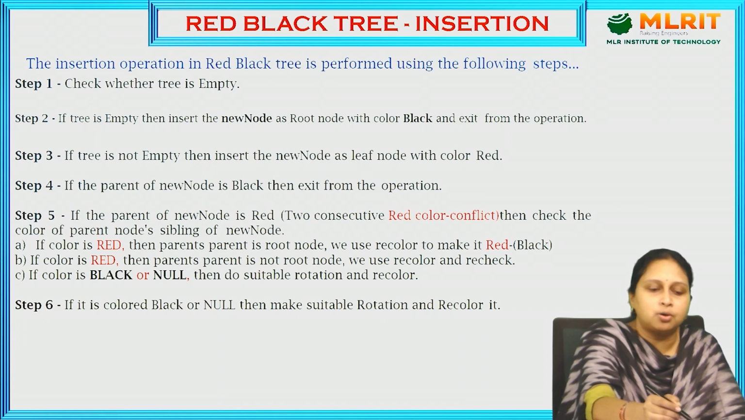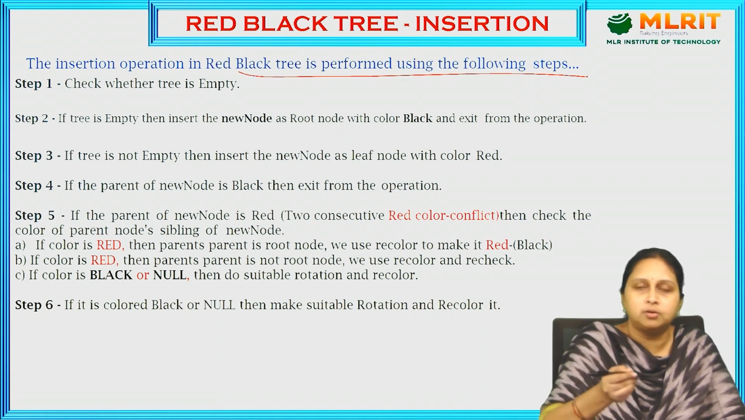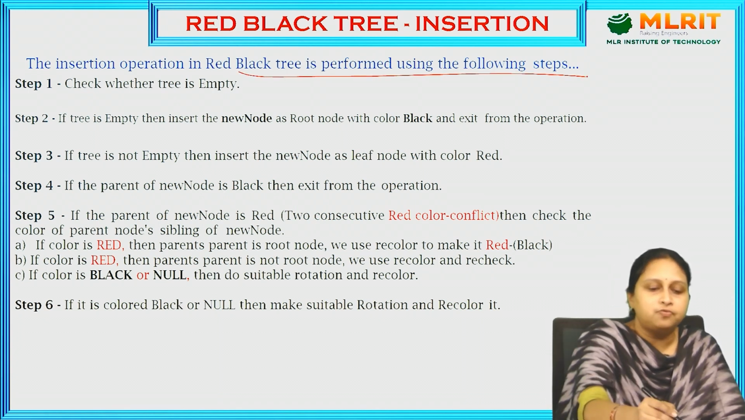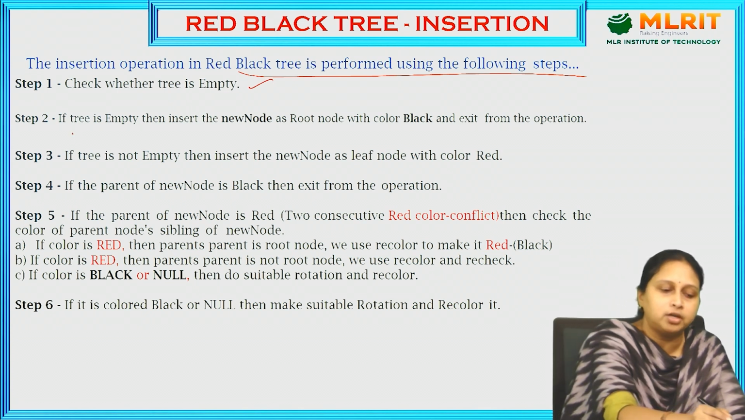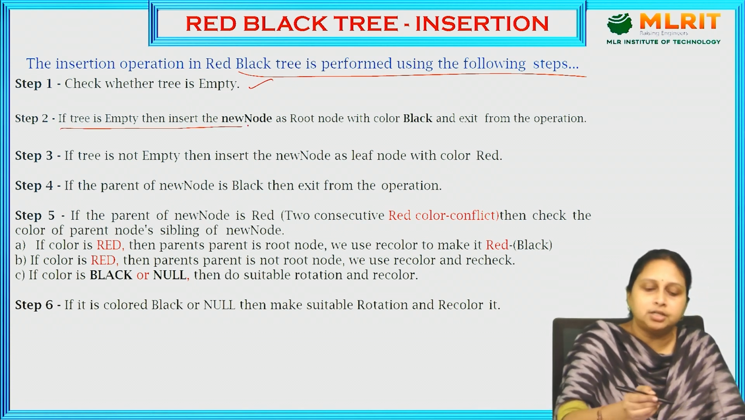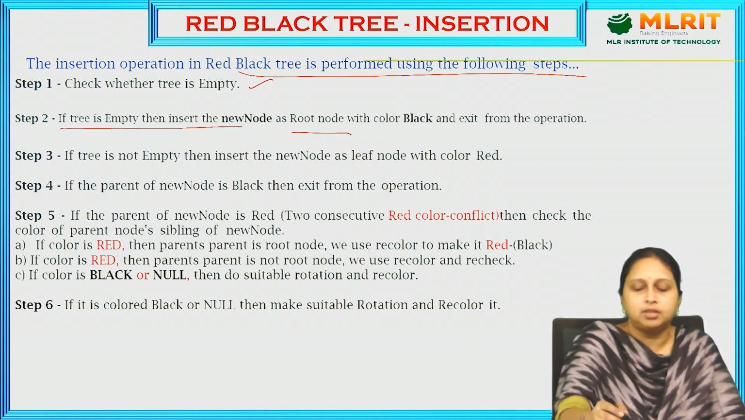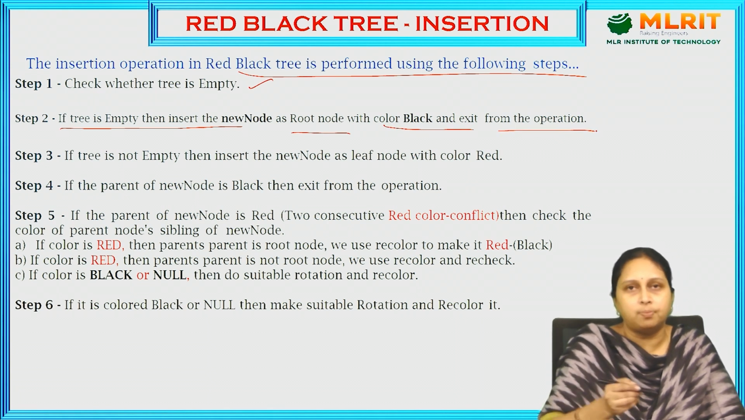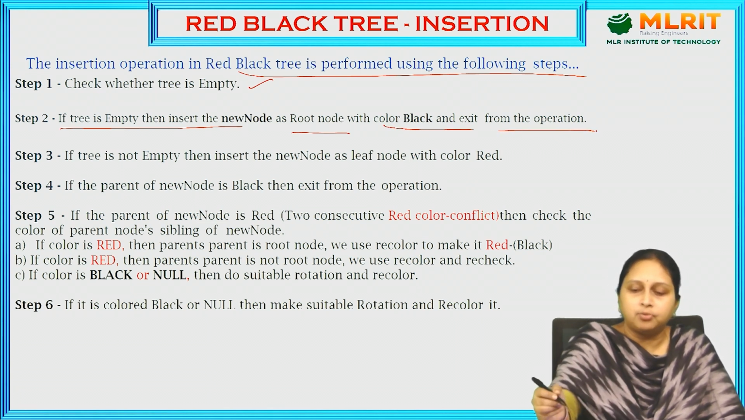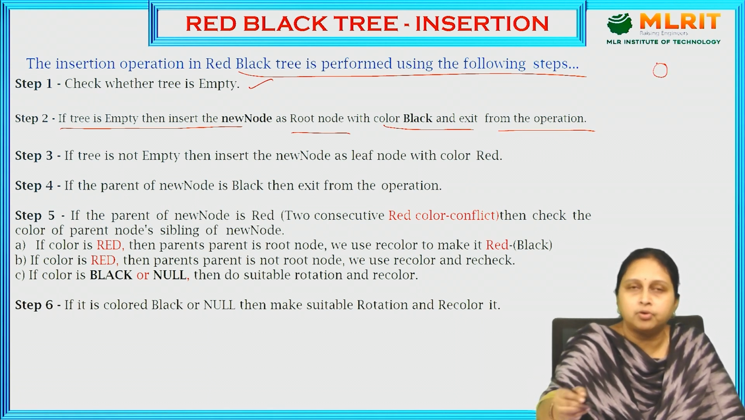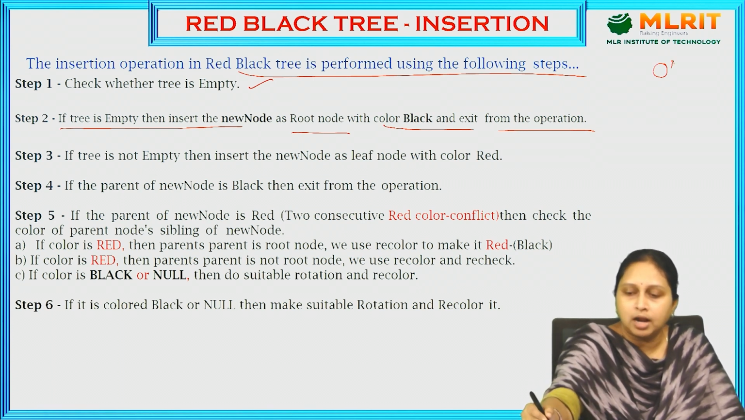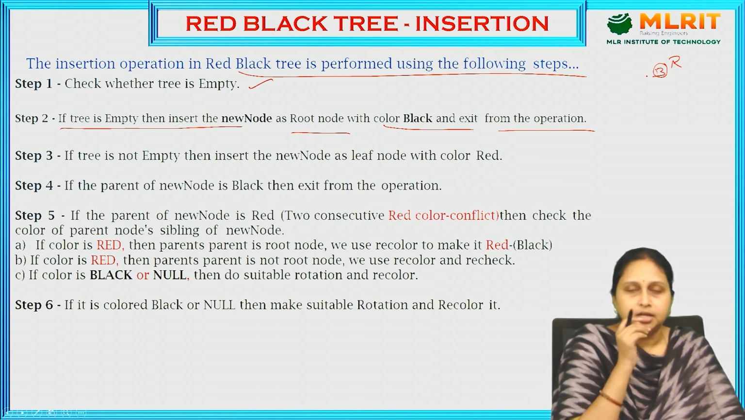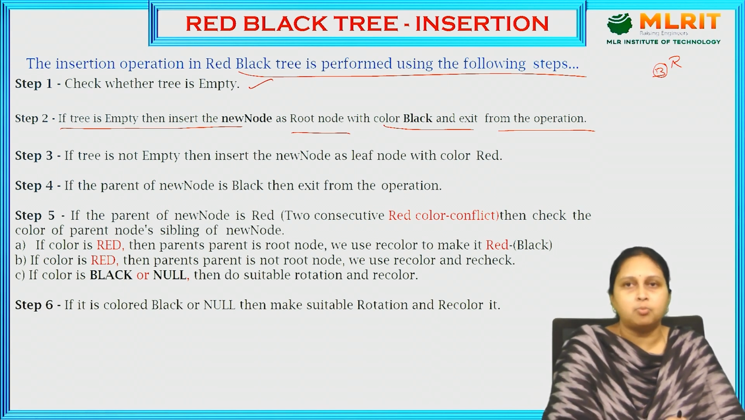The insertion operation in a red black tree is performed using the following steps. First, check whether the tree is empty. If the tree is empty, then what we are going to do? Insert the new node as a root node with the color black and exit from the operation, right? If the tree is empty, then I am going to create a new node and that becomes the root node, and that root node should always be black in color, right? If it is done, then we come out of that operation.